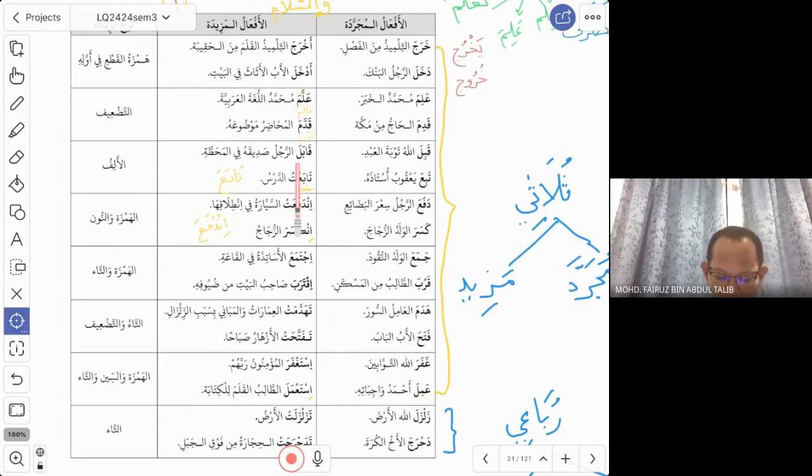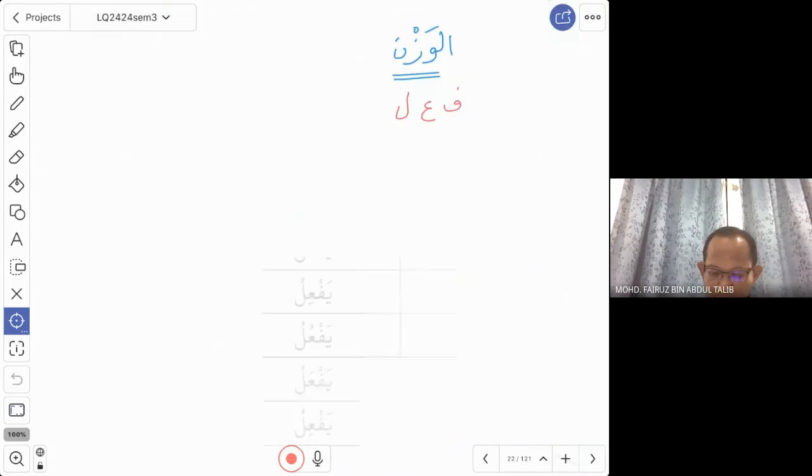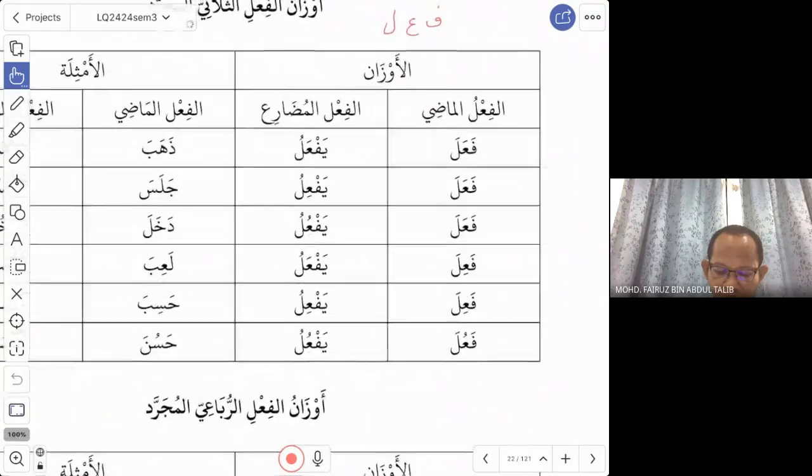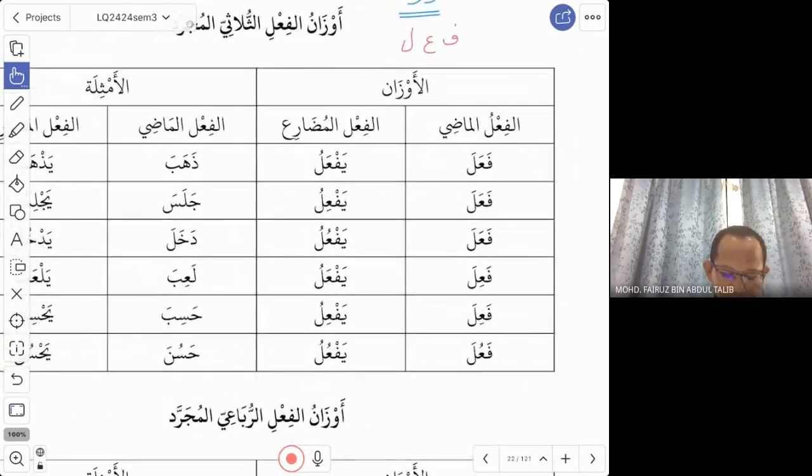Okay, there is no fi'il mudari at all. These are all fi'il madi. So that is why in this note I have this fi'lun madi. Okay, fi'lun madi. So let us look at the first wazan, or the first pattern, of fi'il madi. So for fi'il madi, you will see this. Okay, these are the patterns of fi'il madi that you will see.